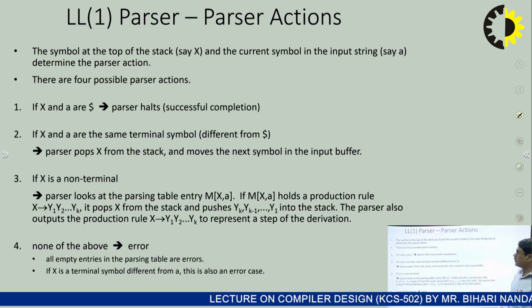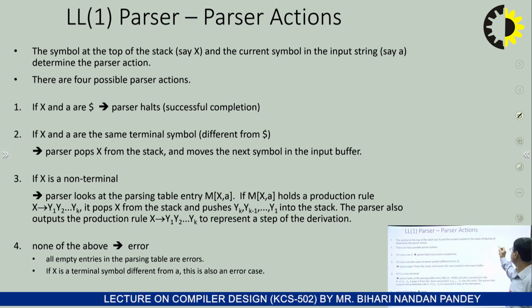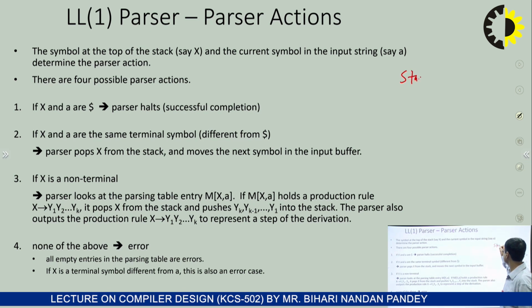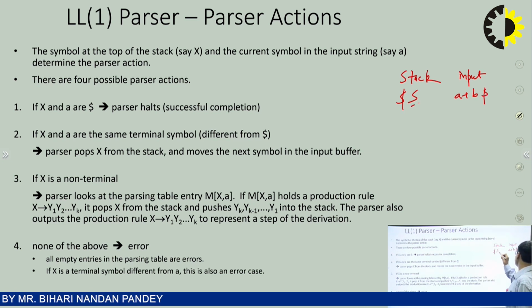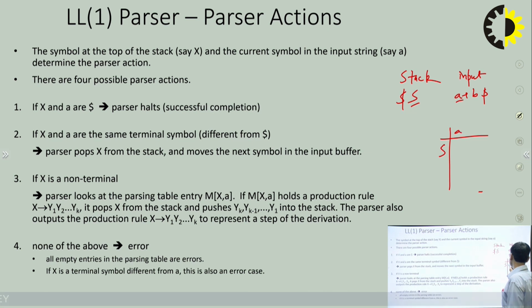What are the actions involved when we get a situation where, suppose, the stack contains $S and the input contains a plus b and $? Now you can see that S is the top of the stack, and small a is the current input symbol. So there is a table, here S, and here some production, S produces A, suppose. What we are doing, there are three situations.